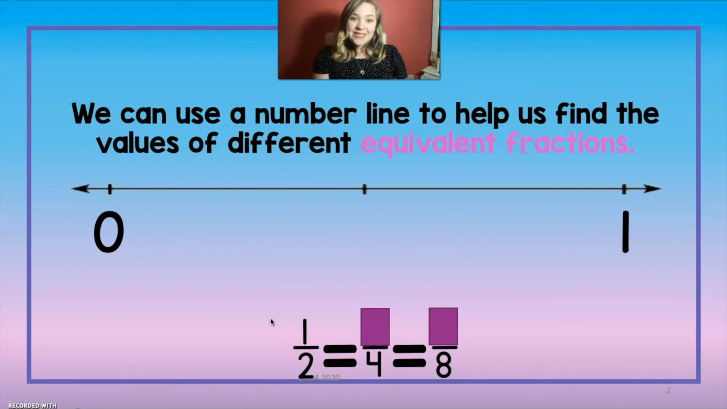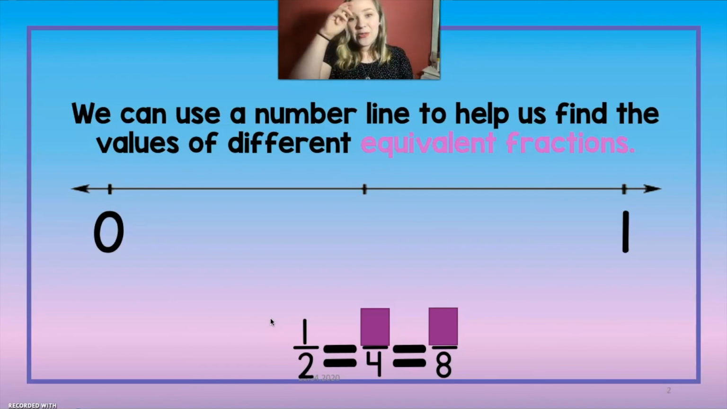As you can see on this slide, we are going to be using a number line to help us figure out equivalent fractions. For those of you who need a review, an equivalent fraction is a fraction that might look different from another one, but has the same value. So on our number line, equivalent fractions will appear at the same point because, like I said, they have the same value. They are equal, even though they look a little different.